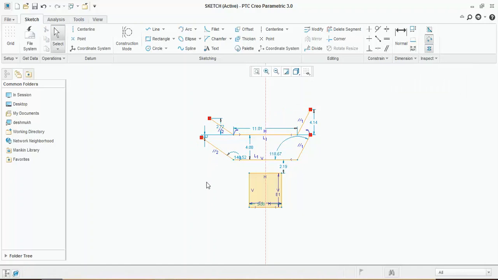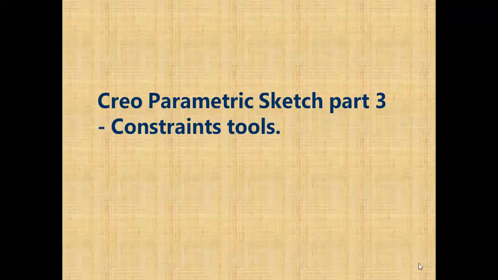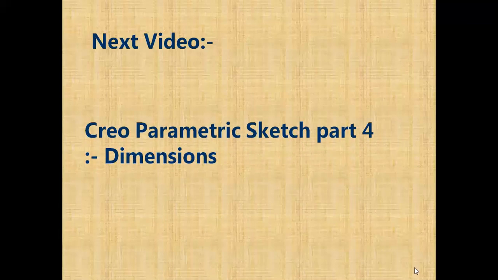This lecture was about constraints. In the next video you will learn about Creo Parametric Sketch Part 4, Dimensions.